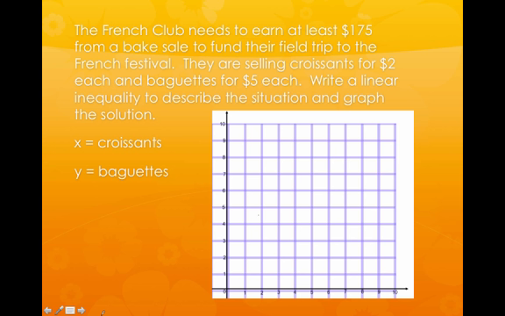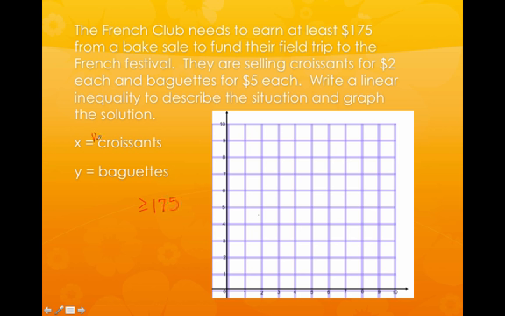I'm going to go ahead and do an application problem. I've got a French club that needs to earn at least $175, so I'm going to be greater than or equal to. In their bake sale, they're going to be selling croissants for $2 and baguettes for $5. So I'm going to write my equation. Remember, my inequality is going to be greater than or equal to $175.